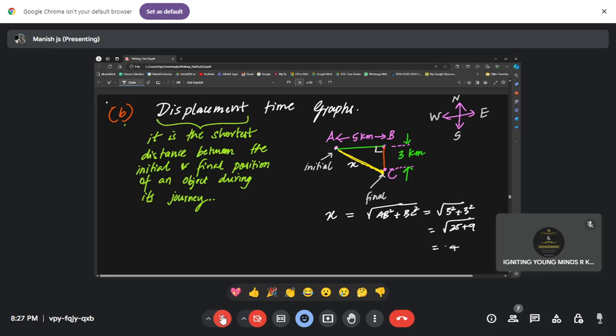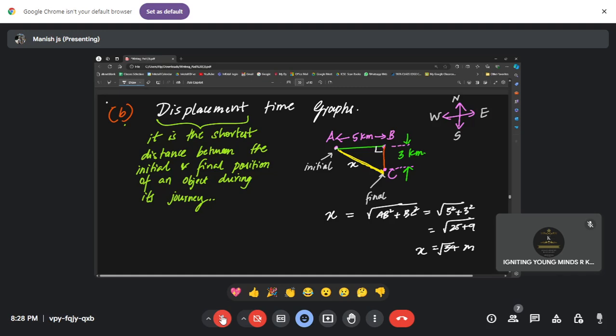Root 34, correct? So you get under root 34. So under root 34 meters is basically the displacement of Rahul. So that is the displacement of Rahul basically. Okay. So like this, you can find out what is the displacement whenever you have a situation. So based on the given data, carefully analyze, and then you will calculate the displacement.